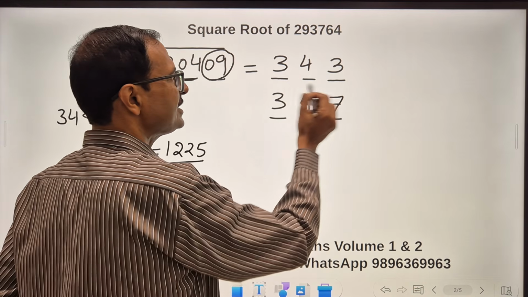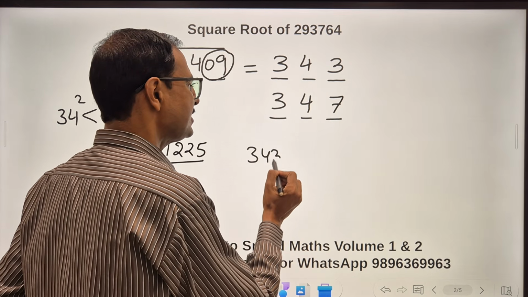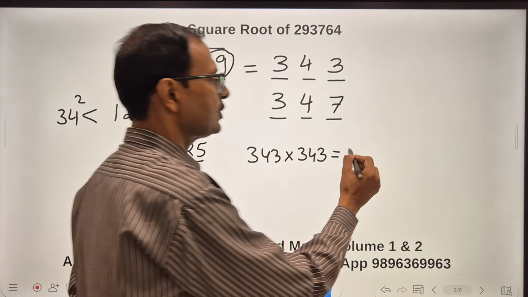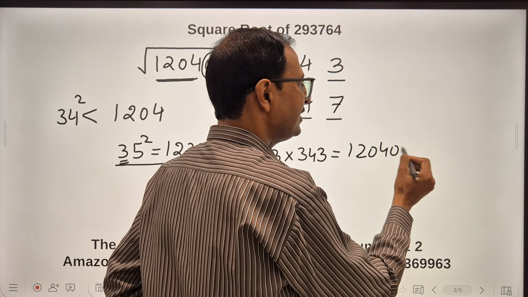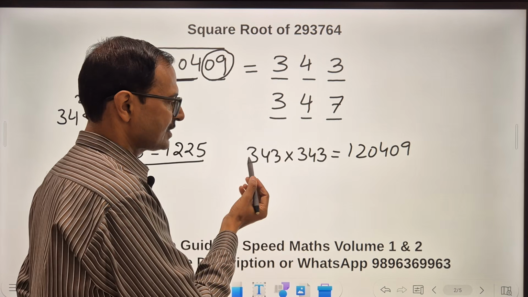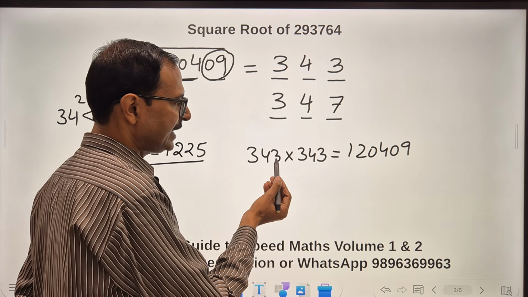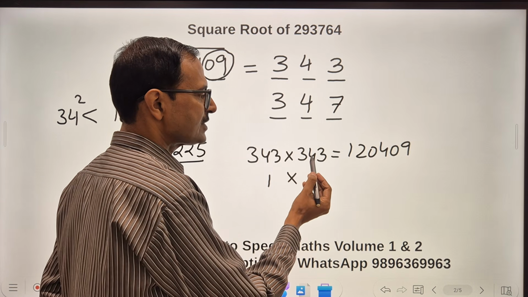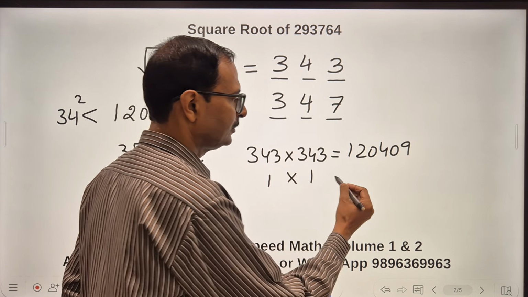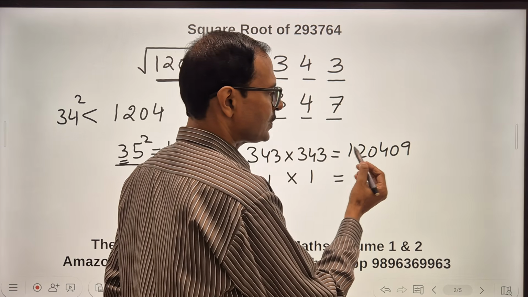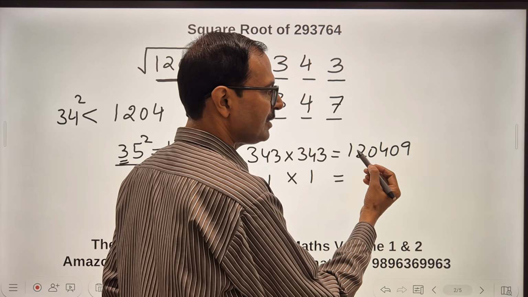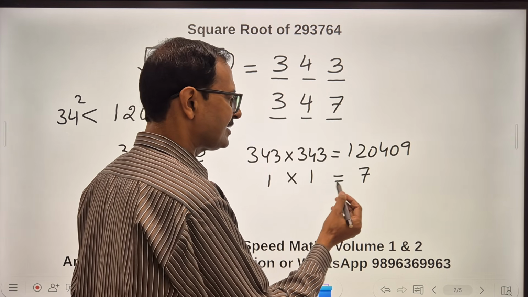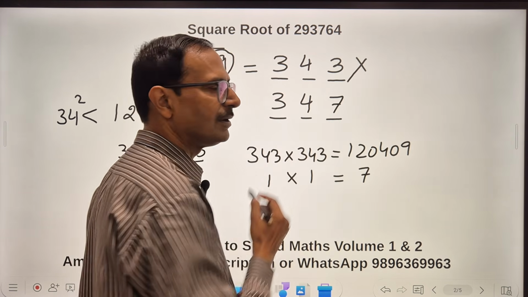So if 343 is correct, then 343 times 343 should give me this number 120409, right? Now what is the single digit of this? 4 plus 3, 7 plus 3, 10. 10 means 1 plus 0, 1. 3 plus 4, 7 plus 3, 10, again 1. 9 plus 1, 10 plus 6, 16. 16 means 1 plus 6, 7. Now 1 into 1 is 1 and this is 7, so 343 doesn't work.